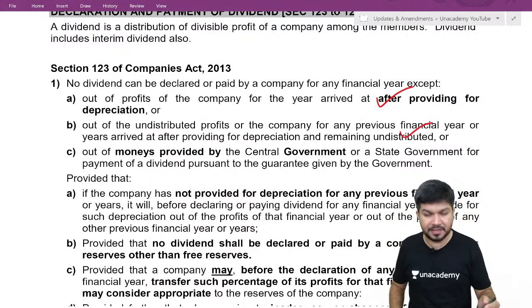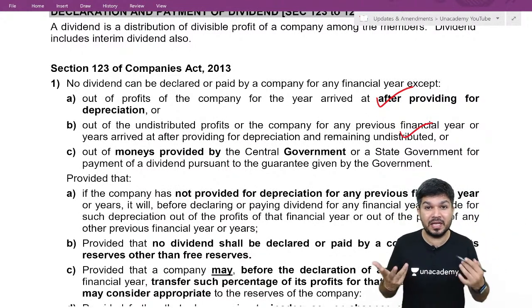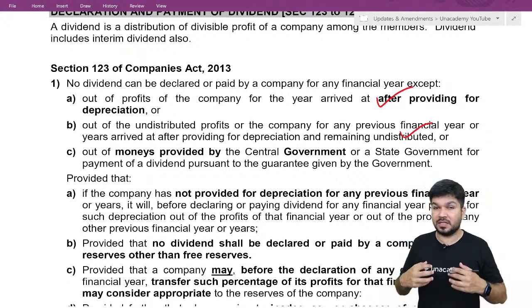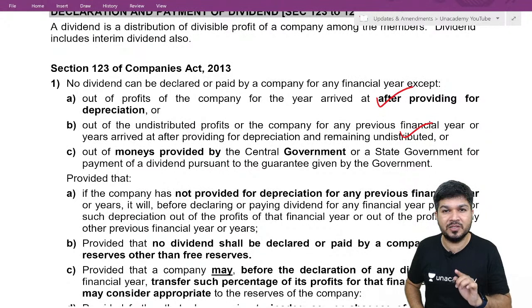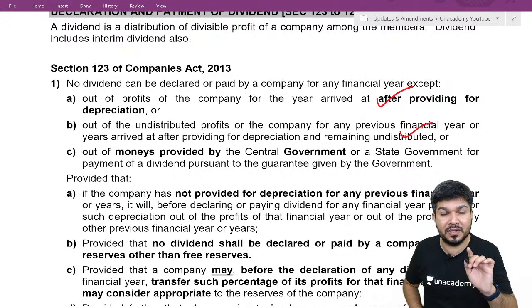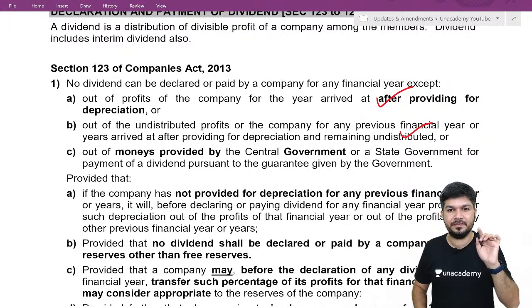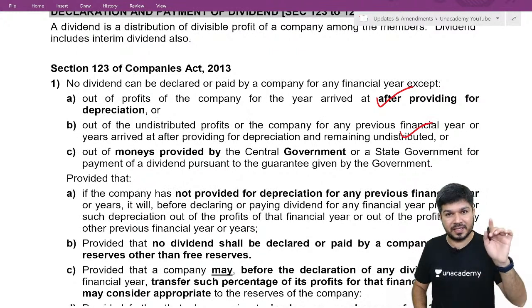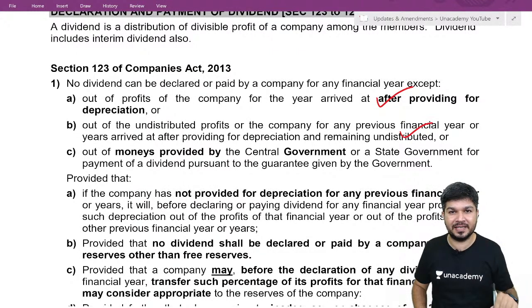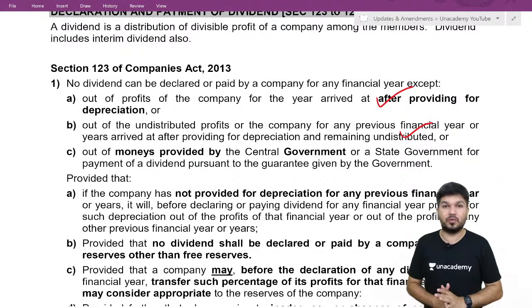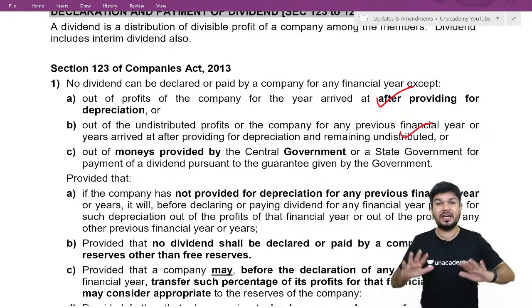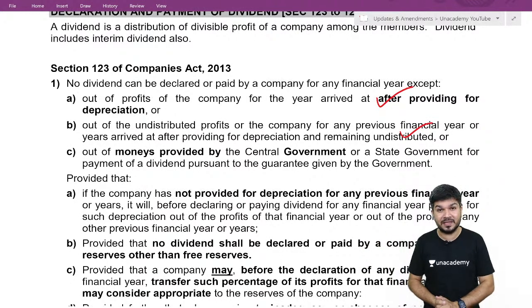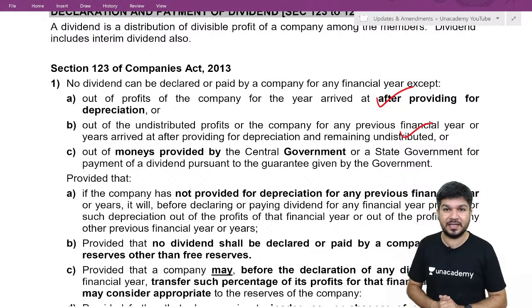Now, they say that dividend can be declared only out of what? Current year's profit after providing depreciation. The question is, can I use capital profit for declaring dividend? Now, they don't say revenue profit or capital profit. They say current year's profit. So, sir, whether capital profit can be used for declaring dividend?